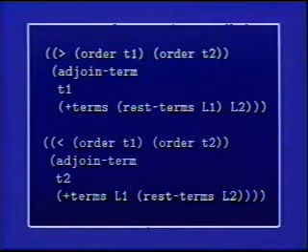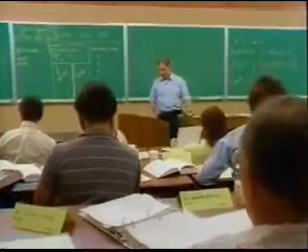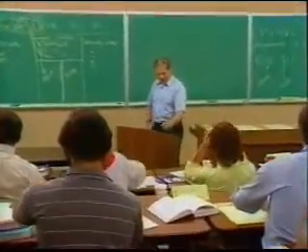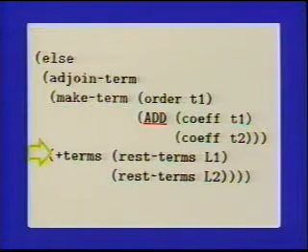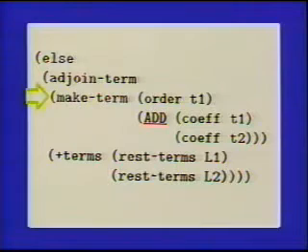So far nothing's much happened. We've just sort of pushed this thing off into adding lower order terms. The last case, where you actually get two coefficients that you have to add, is the case where the orders are equal. What we do is, again, recursively add the lower order terms, but now we have to really combine something. We make a term whose order is the order of the term we're looking at. By now, T1 and T2 have the same order. That's its order. And its coefficient is gotten by adding the coefficient of T1 and the coefficient of T2.